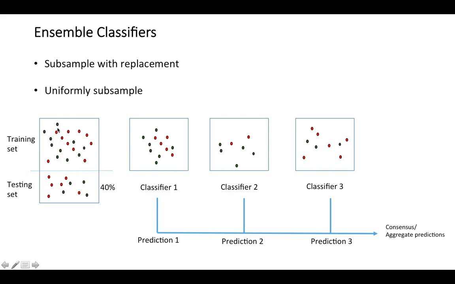You can take some sample, some subset of this training data set, right? Uniformly sample them. The key observation is uniform subsampling, and with replacement. So once you do that, you can have a prediction 1 based on this classifier, and a prediction 2 based on this classifier, etc. And then you can use a consensus or an aggregated prediction. Any questions? This is a very important concept, bootstrapping. No questions? Okay, I'll go to the next one.